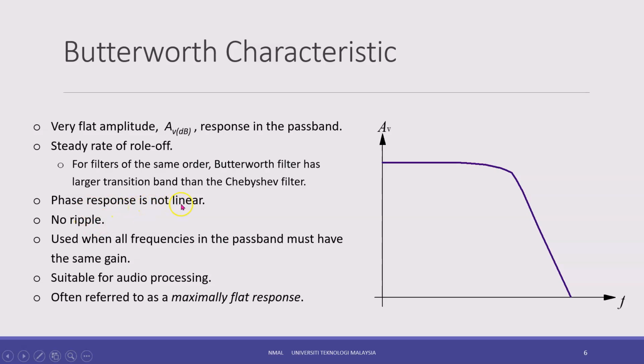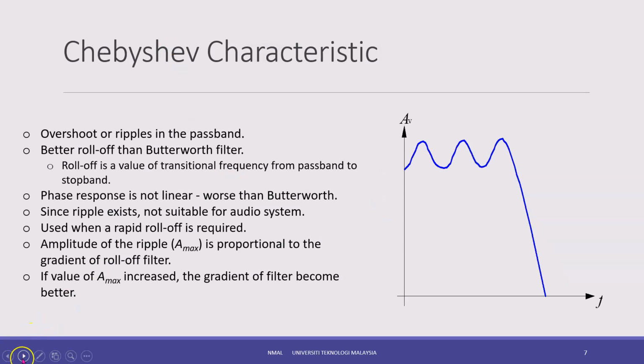And the phase response is not linear as well. However, there is no ripple here at the pass band. It is flat, and it is used when all frequencies in the pass band must have the same gain. Okay, because it has a very flat amplitude here. This filter is suitable for audio processing, and it is often referred to as a maximally flat response. So when you see a question that refers to a maximally flat response filter, you should know straight away that it is the Butterworth filter.